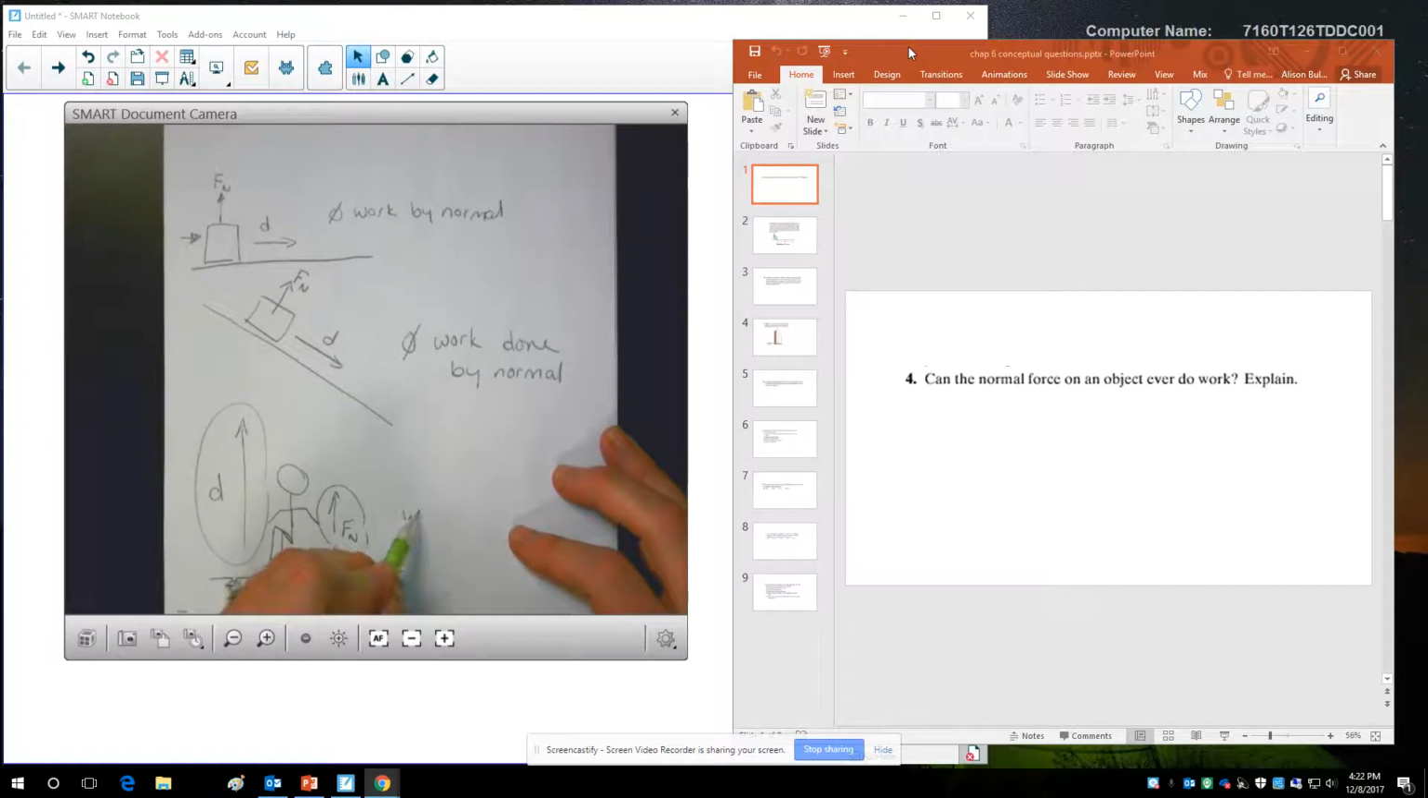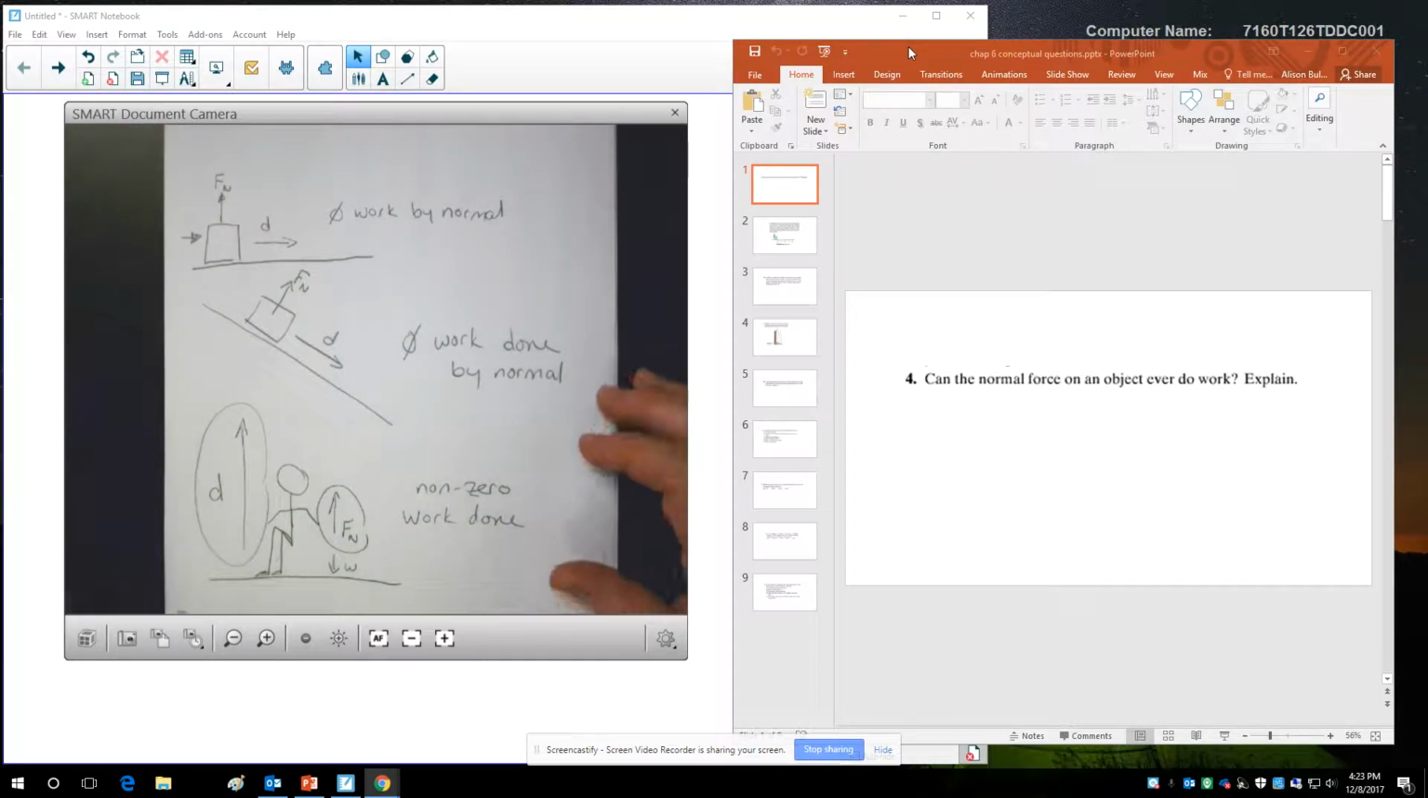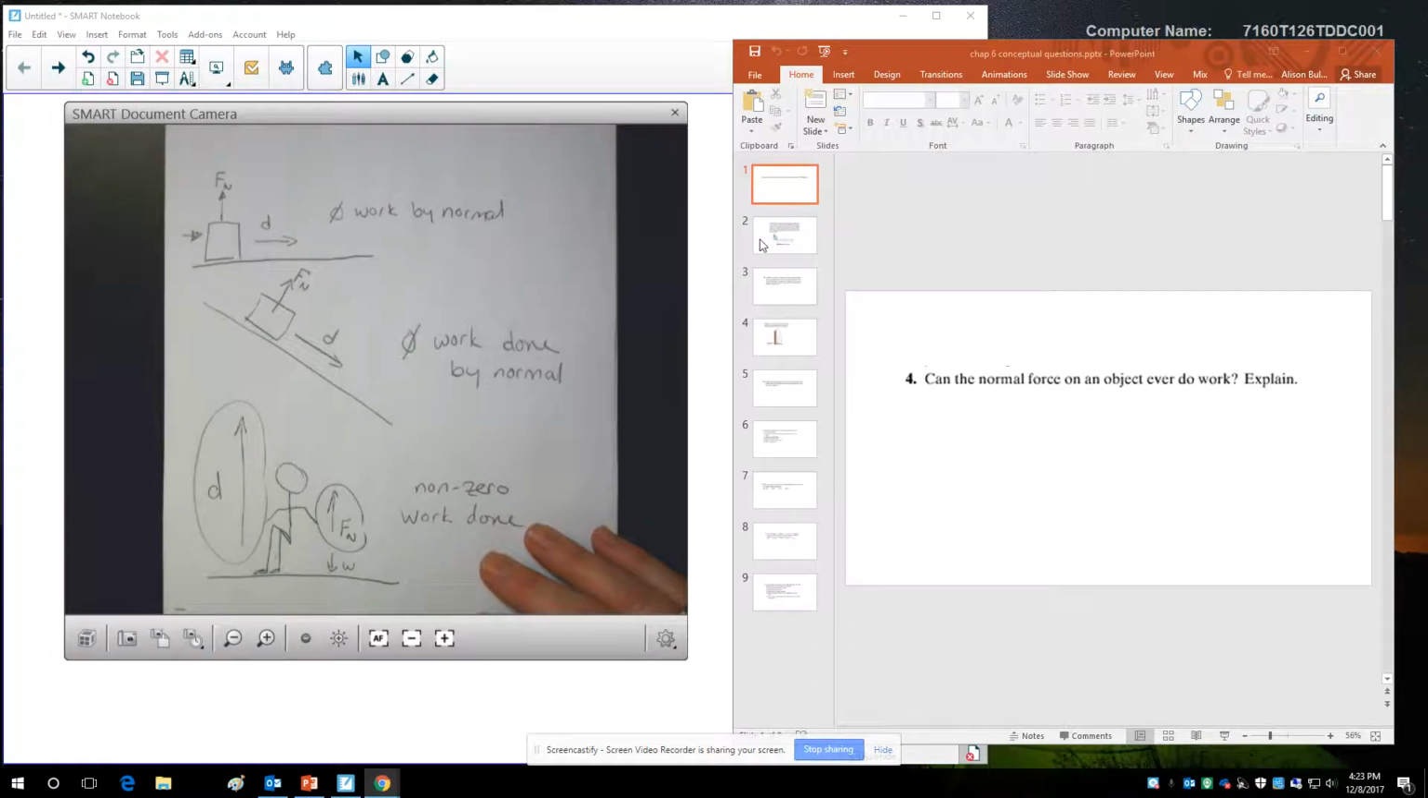Now there is work done. Non-zero. Positive in this case, work done by the normal force. Definitely counterintuitive for that third case.